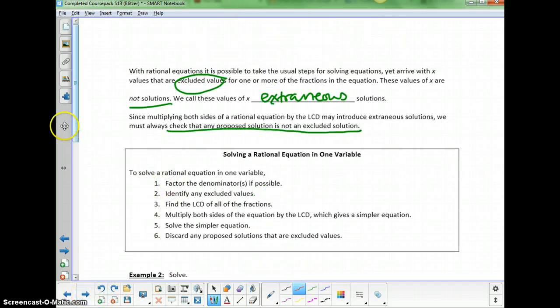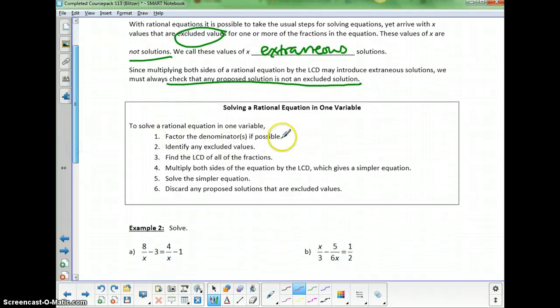So here are the steps for solving a rational equation. Factor first. I need to factor before I can talk about LCD, and I also need to factor so that I can identify any excluded values or possible extraneous solutions. So these 3 steps are related to factoring. Then I need to multiply both sides of the equation by the LCD, and then solve the result. Discard any proposed solutions that are excluded values.